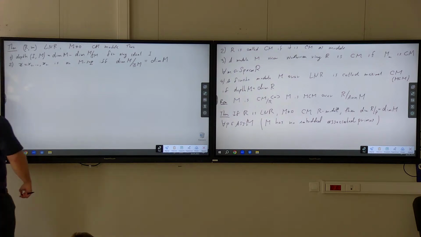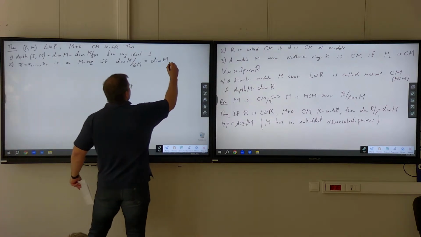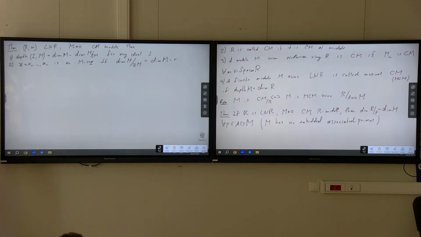This is really ridiculous property. I think this minus has to be minus r. I don't have this in my notes. Well, if this is an M sequence, and M is any module, then we know that we have this formula.